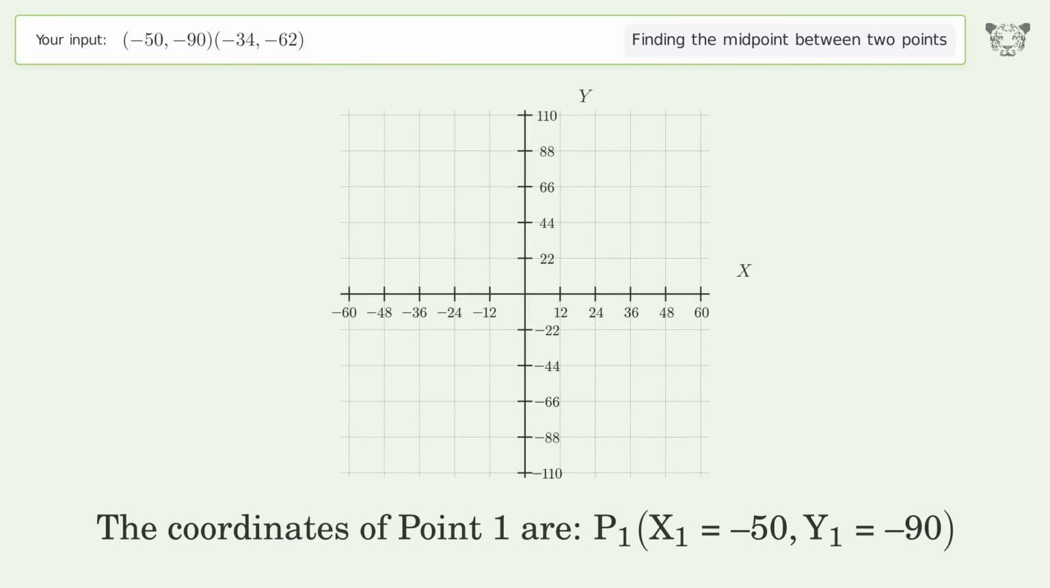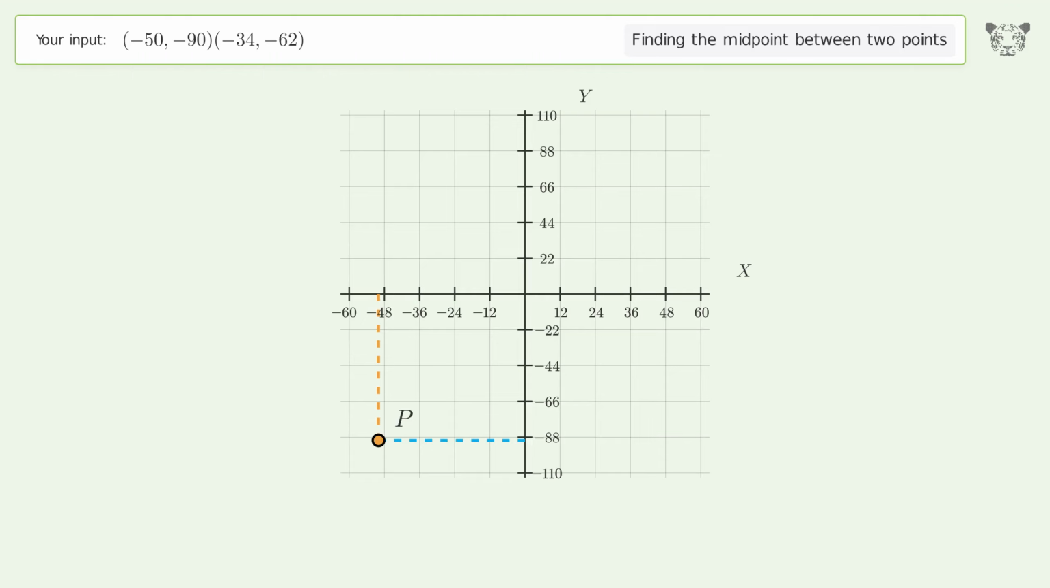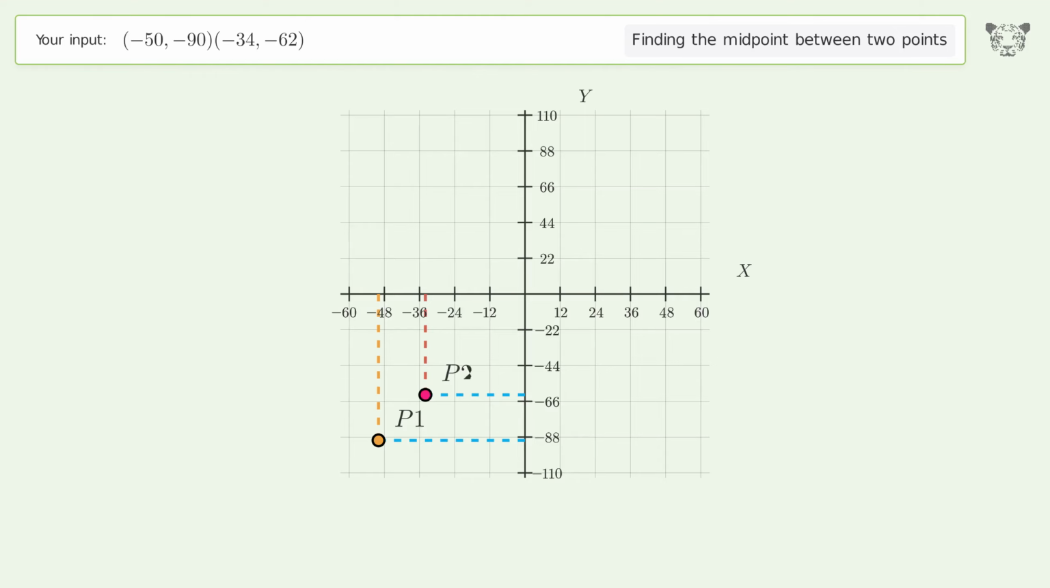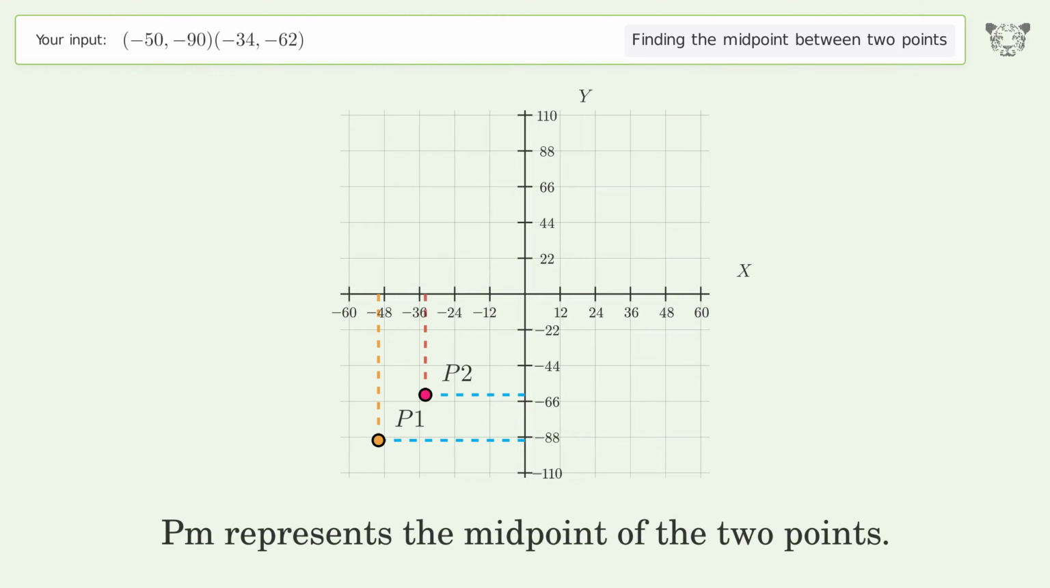The coordinates of point 1 are, x1 equals -50, y1 equals -90. The coordinates of point 2 are, x2 equals -34, y2 equals -62. PM represents the midpoint of the 2 points.